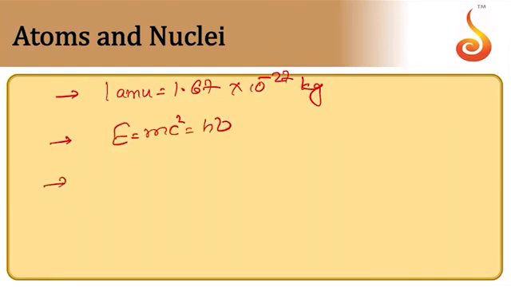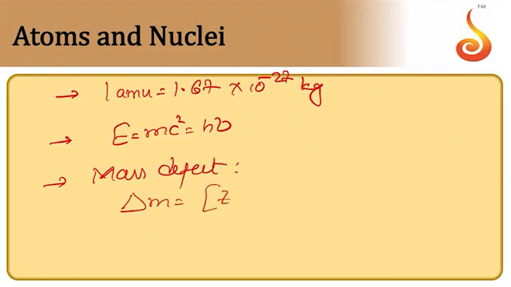Suppose I consider the idea of mass defect. What is mass defect? The actual mass of the nucleus is always less than the sum of the masses of its constituent particles. This difference in mass is known as mass defect. So this is given by delta m is equal to Z times mass of proton plus A minus Z times mass of neutrons, minus the actual mass of the nucleus. So this difference is called mass defect.